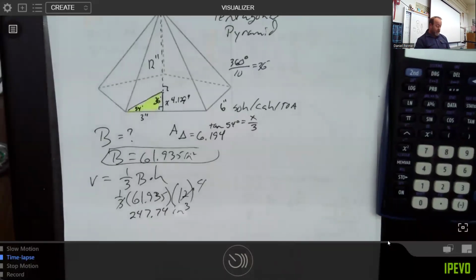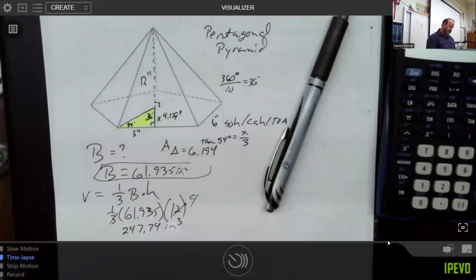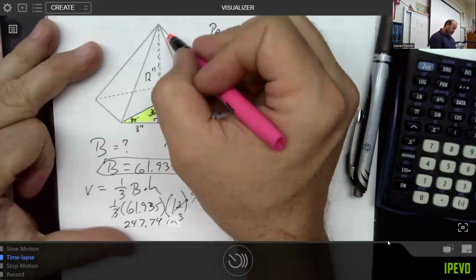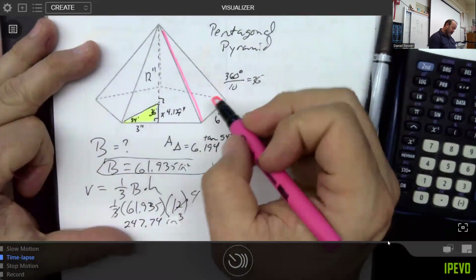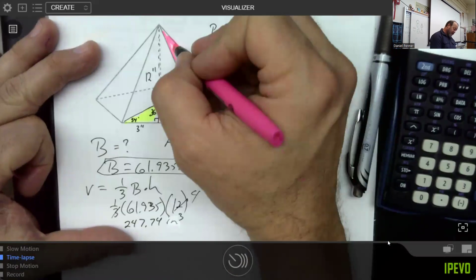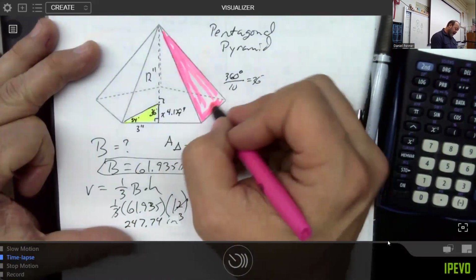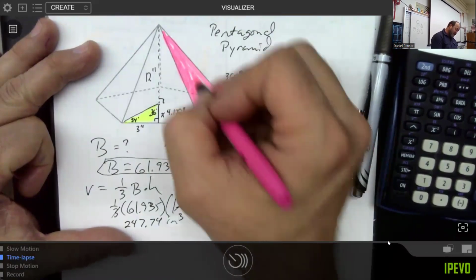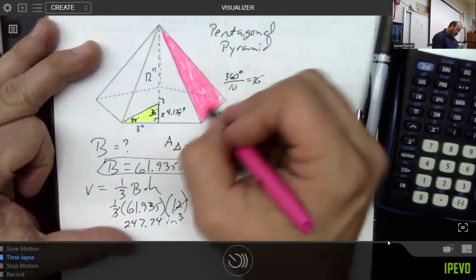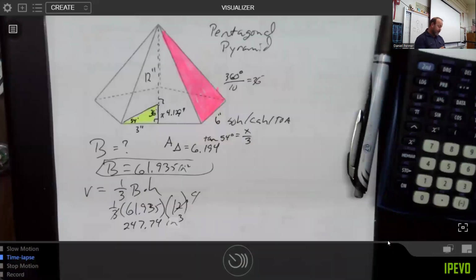Now here comes the kind of tricky part: I want to find the surface area, which means I need to attack this in such a way that I could find the area of this right here. So if I could find one of these pink triangles and multiply it by 5, then I would find what we call the lateral area. All of these sides coming up form what we call the lateral area. That took longer to color in than I thought it would.